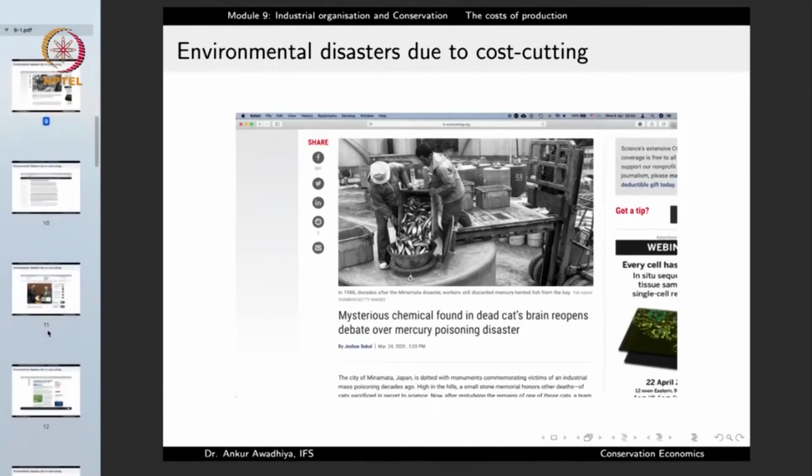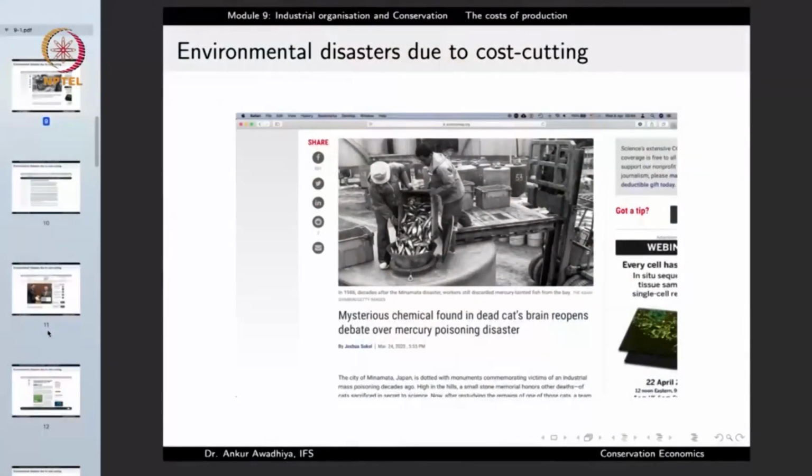Another example is the Minamata disease, in which the Chisso Corporation in Japan dumped untreated methyl-containing catalyst into the oceans, into the seas. So the fishes started to die off, the animals started to show neurological symptoms, and in a short while, people also started to show a large number of neurological symptoms and disabilities.